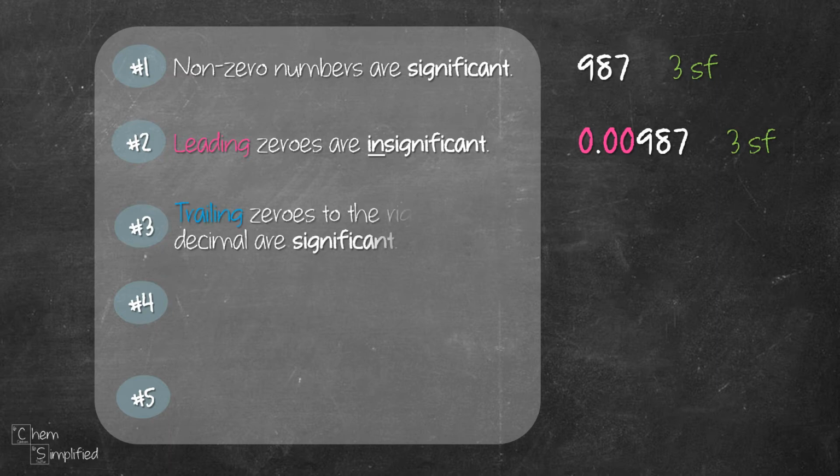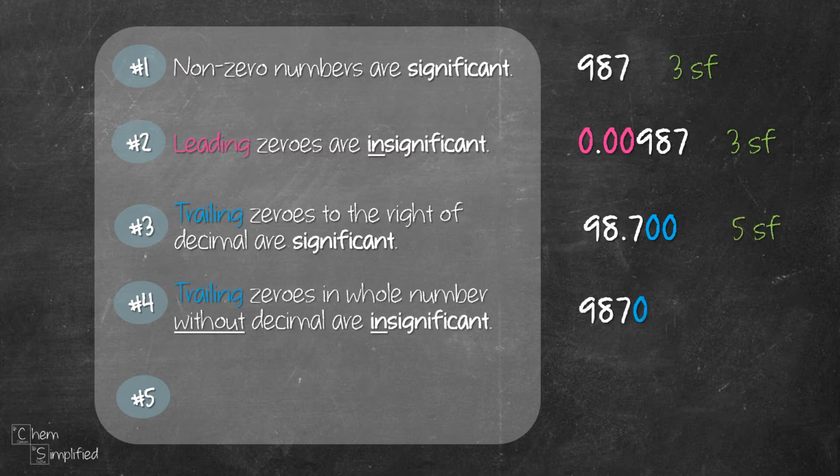The third rule, trailing zeros to the right of the decimal are significant. In 98.700, the 2 zeros that appear after the decimal point are the trailing zeros and they are significant. That means we have a total of 5 Sig Fig. The fourth rule, trailing zeros in a whole number without a decimal are not significant. In 9870 without a decimal point, that 0 is not significant. Therefore, 9870 has only 3 Sig Fig.